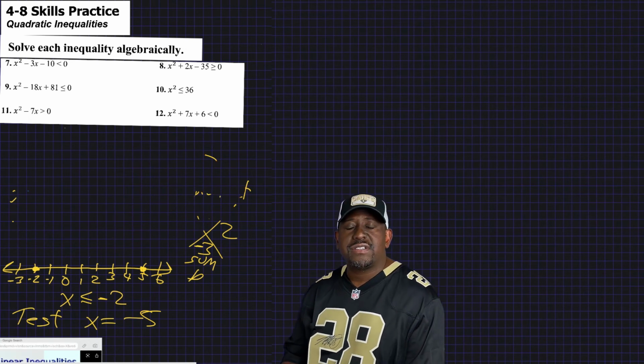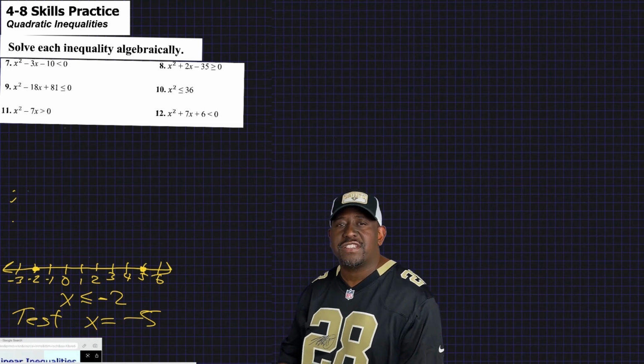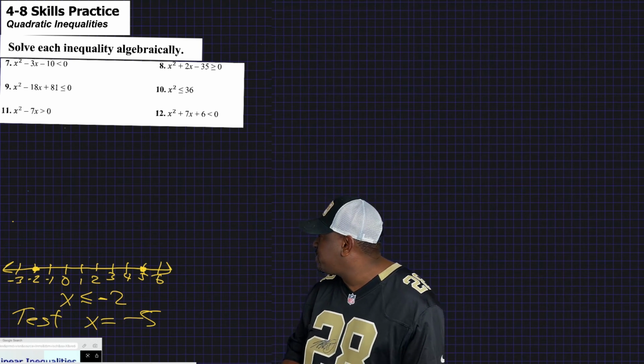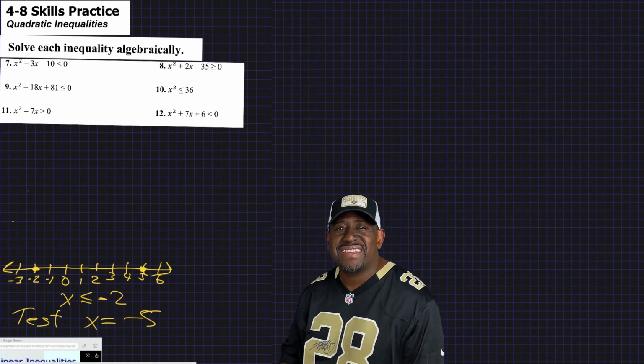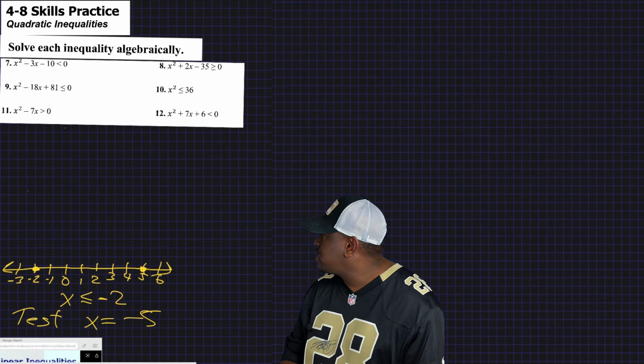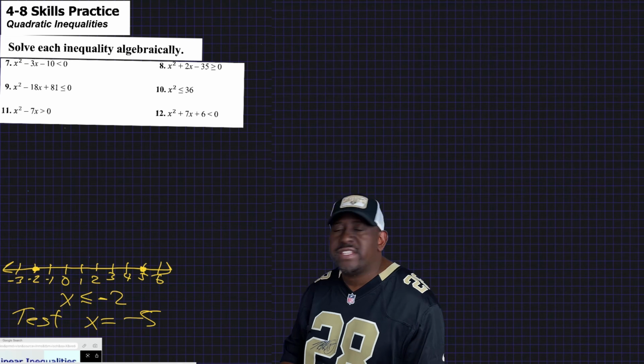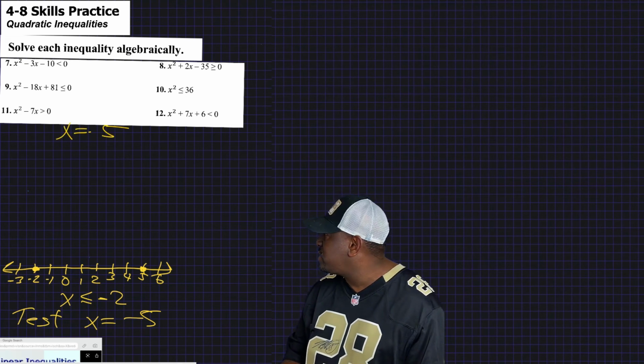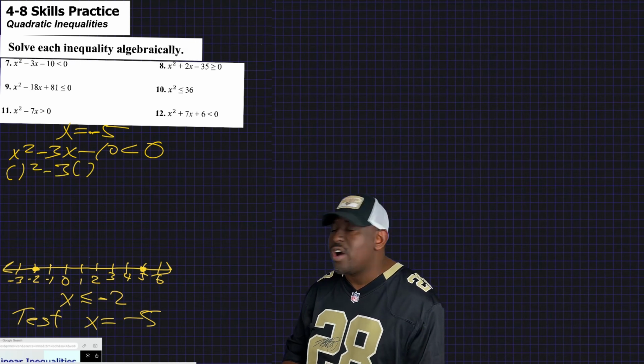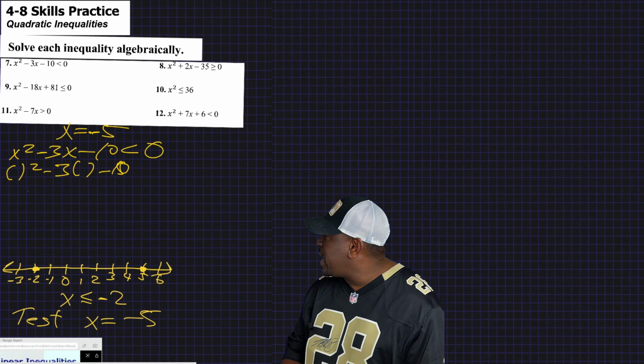That's what I surmise that the NOLA Mathman is going to do. So let's see what he does. So we're going to test again x equals -5. So let's see what the NOLA Mathman does. I would assume we'll write the equation first and substitute the values in to see if it's true. So let's see what we do. So we got here x equals -5. We write the equation for number 7, x squared minus 3x minus 10 less than 0. Okay, I was correct.